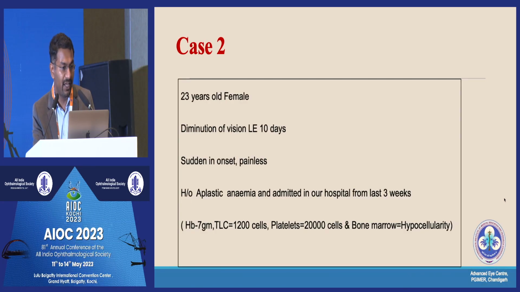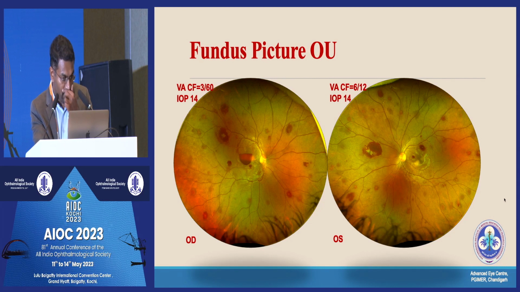In my second case, a 23-year-old female presented with diminution of vision for the last 10 days, sudden in onset and painless. She was diagnosed with aplastic anemia and admitted in our medical department for the last 3 weeks. At presentation, her visual acuity was 3/60 in the right eye and 6/12 in the left eye. Fundus examination shows multiple white-centered as well as dot blot hemorrhages, along with a premacular bleed, especially in the right eye, about 2 disc diameters.